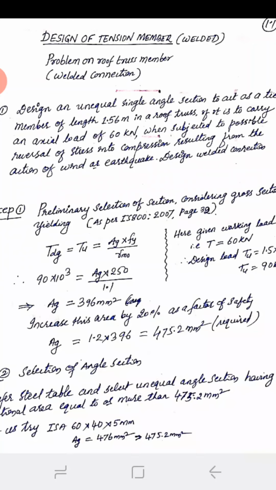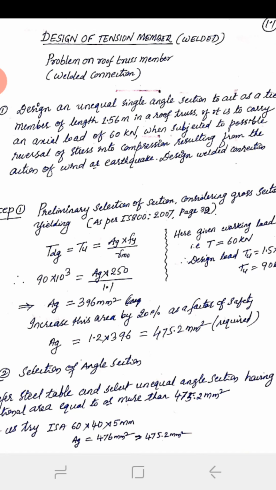So taking that load, you first have to calculate the area required. Then for that area you have to assign the section. Then after assigning the section you have to design the weld. Then after designing the weld you need to check whether the member is safe or not.